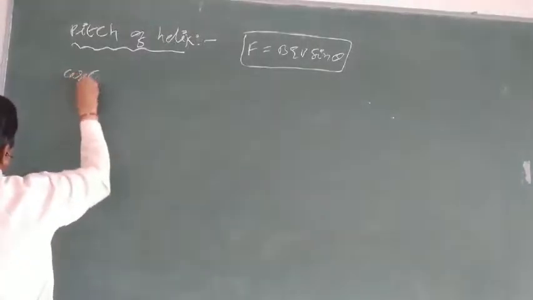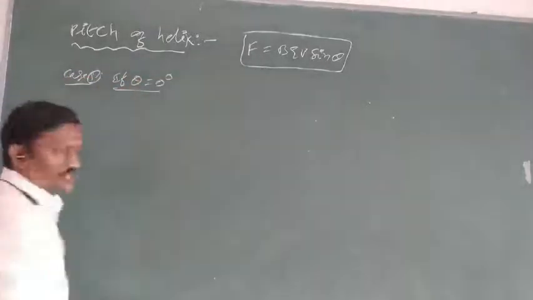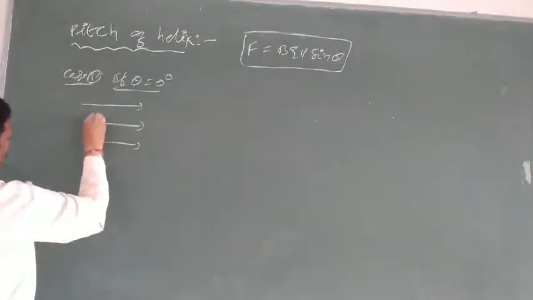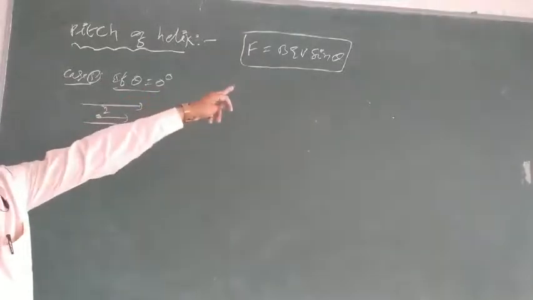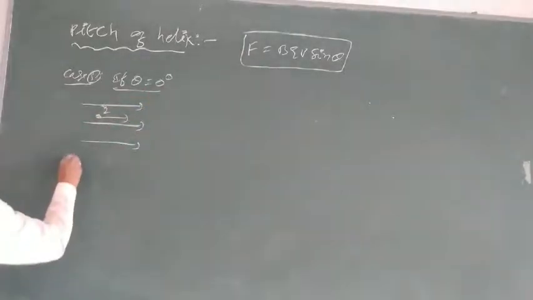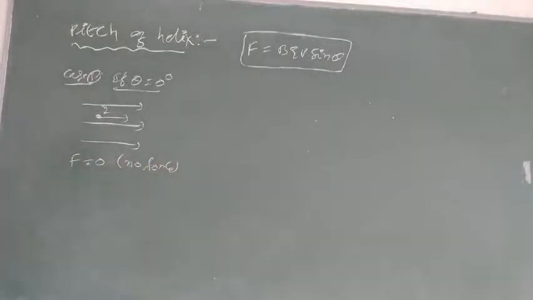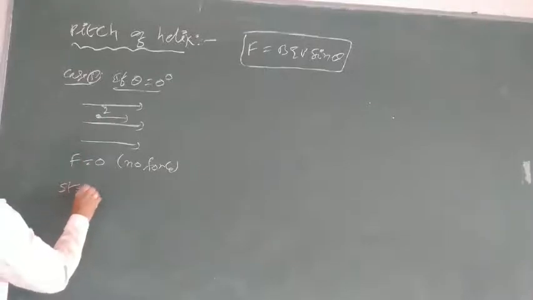For example, if theta is equal to 0, that means the charge is moving parallel to the field direction. Parallel to the field direction means theta value is 0. Theta value 0 means sin 0 is 0, so no force is acting. So for any charge moving parallel to the field direction, no force is acting. If no force is acting, the particle follows a continuous straight line path.